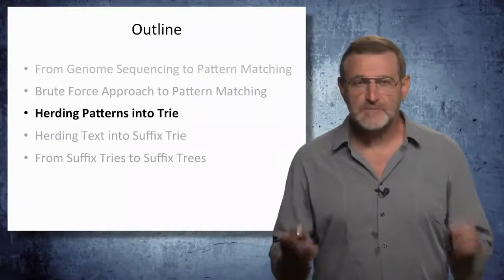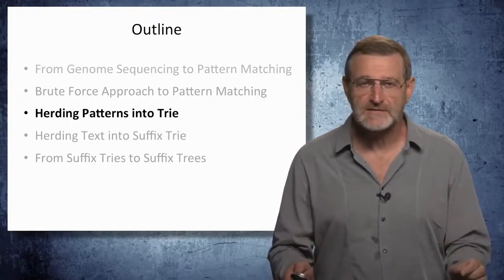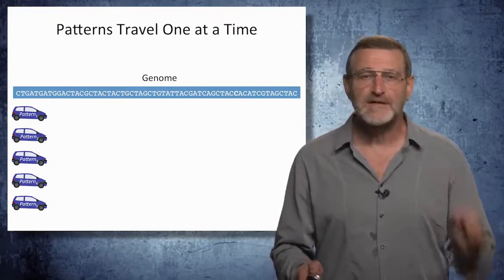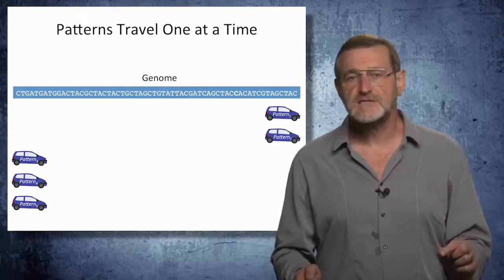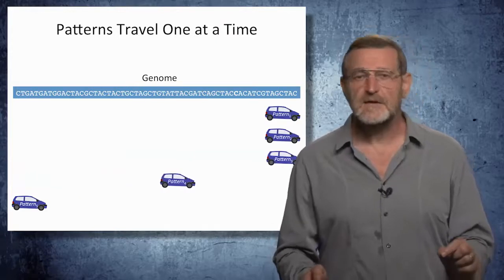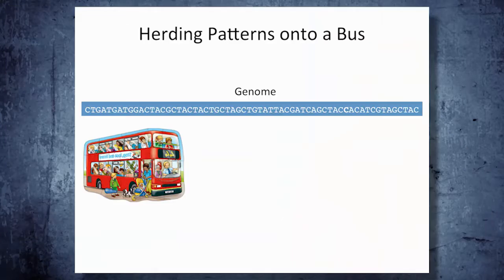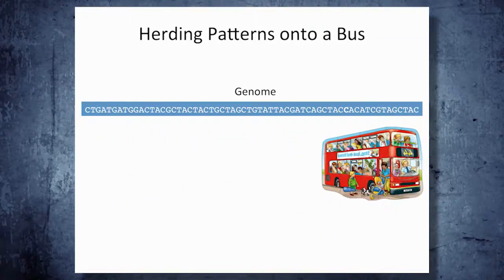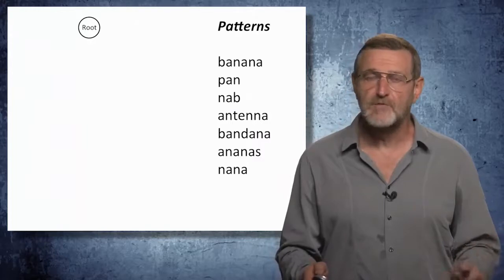We saw that the brute force approach to pattern matching is slow when we try to match billions of patterns. Let's try to figure out why. What is happening if we put each pattern in its own car? Then we first drive the first car, then the second car, then the third car, the next car, and the next car, and that's why it takes a lot of time. Here's a new idea. Let's pack all patterns in a bus, and let's drive this bus along the text. But how do we construct this bus?